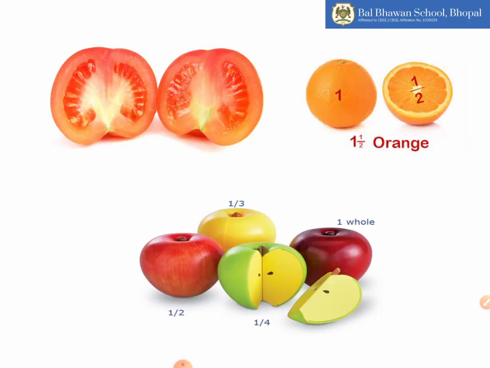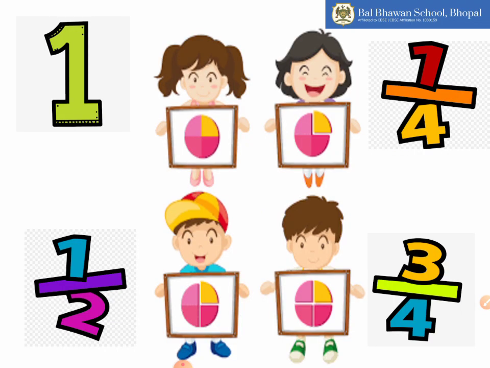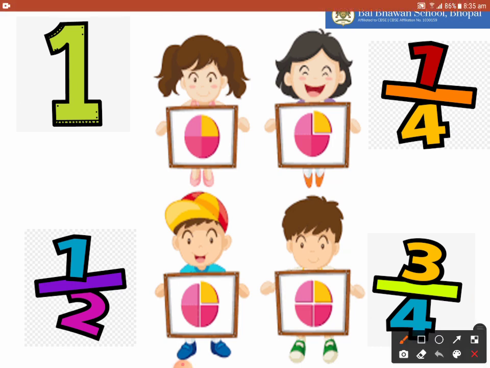In our daily life, we come across various situations when we take a thing not as a whole but some part of it. For example, cutting a tomato into two parts, or after eating one whole orange, we feel like having half more, or slicing an apple into various parts represents types of fractions. So when we have one whole object, it is represented by 1.